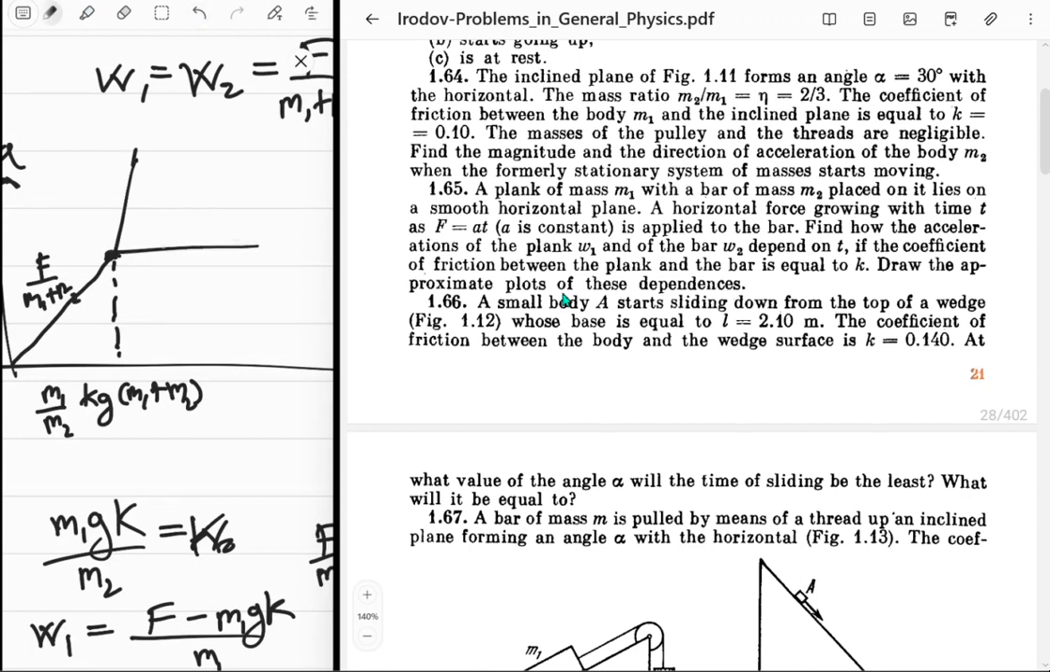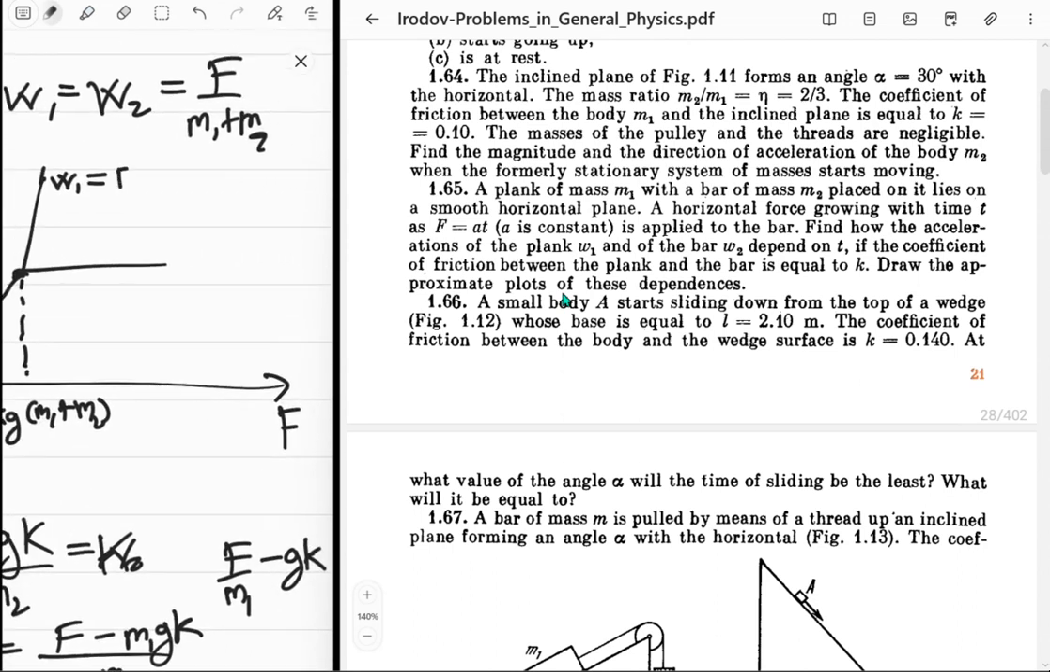So this thing is W1, that is equal to F upon M1 minus G times K. And this thing, W2, is equal to, I'm going to use A1 and A2 because I like it like that.